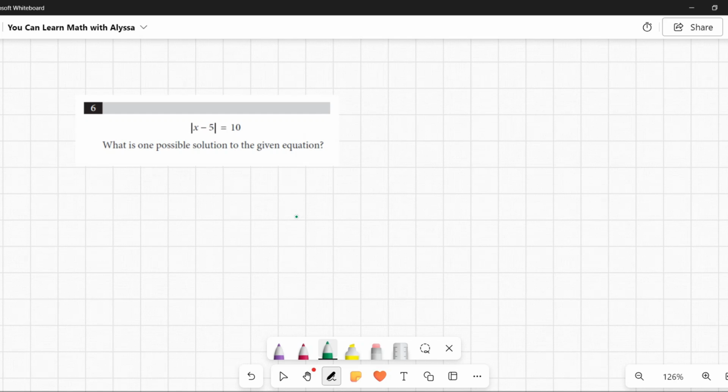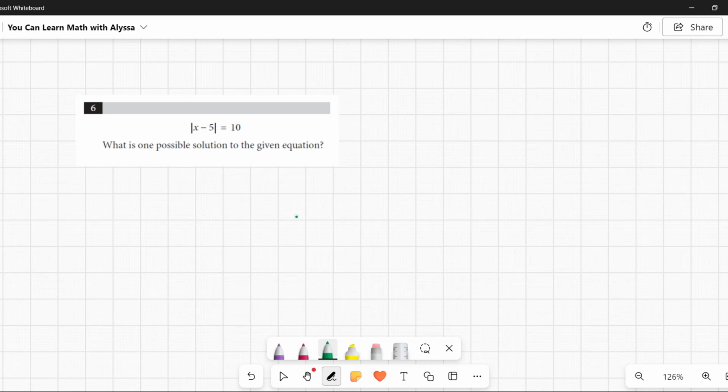Number 6. The absolute value of x minus 5 equals 10. What is one possible solution to the given equation? They're being nice here in that they're saying one possible solution, so you can give either of the possible solutions. Always be careful. They love to say what is the positive solution to this or what is the negative solution to this. And then you give a solution, but it's not the solution they were looking for. Watch out for those. This one is nice. Again, they're just saying what is one possible solution.